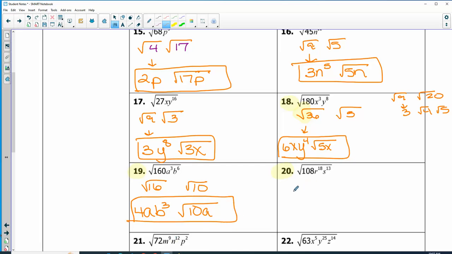And last problem of the day, 108. What can we break that into? 36 and 3. Square root of 36 is 6. 3 stays underneath. If I have 18 r's, that makes 9 groups of 2. If I have 13 s's, we would have 6 groups of 2 and 1 left over.